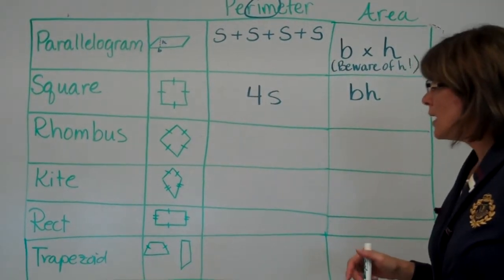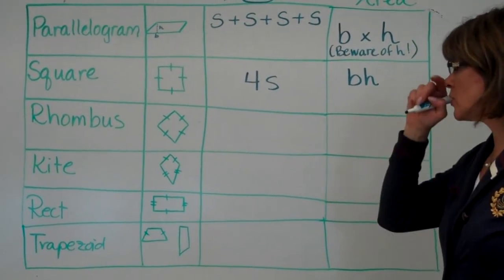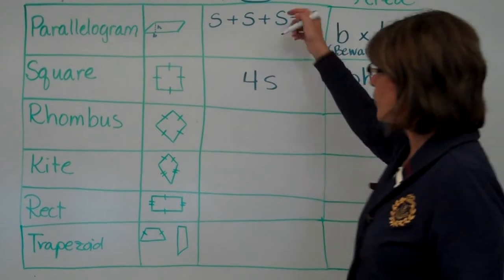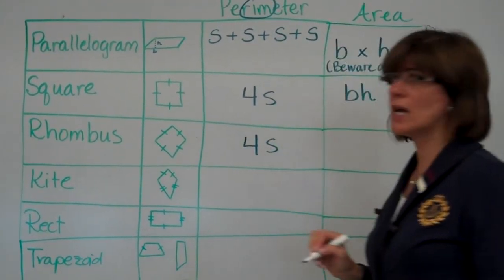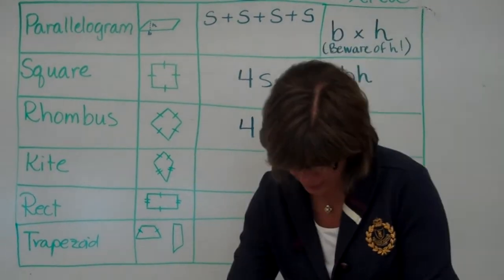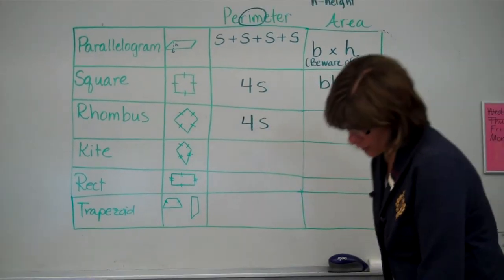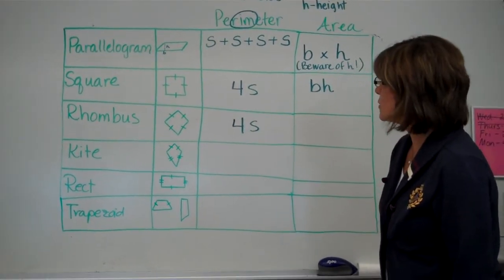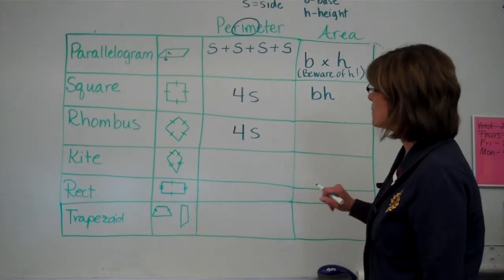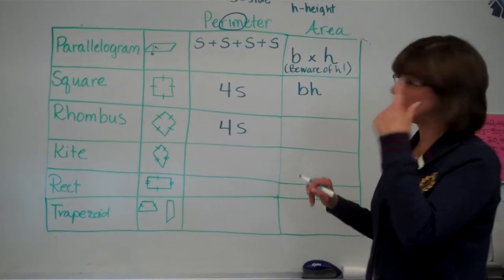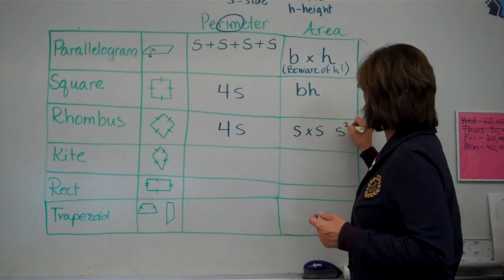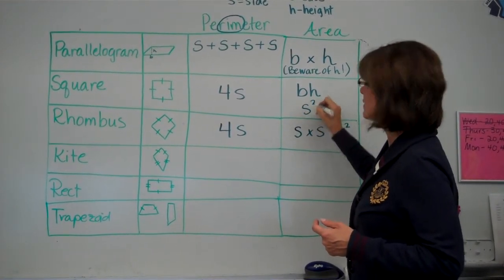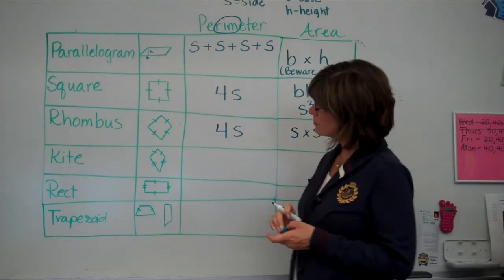The rhombus is easy for the perimeter because it's 4s, 4 times the side. But to get the area of the rhombus, you're going to do the same thing. You're going to do base times height. We don't really call it base times height. We call it side times side, which would be side squared. And you could do the same thing here, side squared, either way.